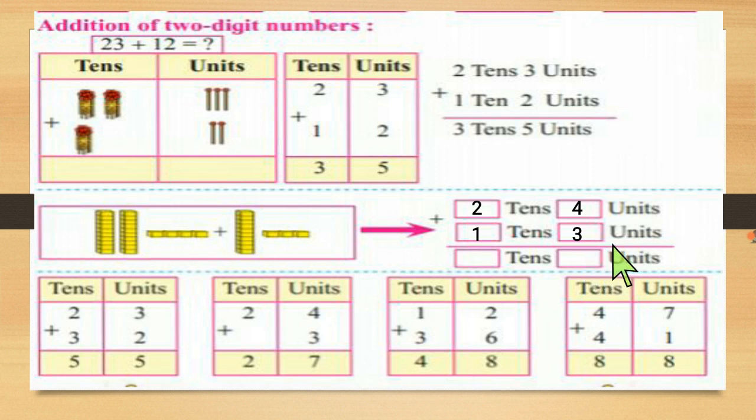Solve the sum from the right side to the left side. So 4 plus 3, we will get the answer 7. Then 2 plus 1, 3. So the answer will be 3 tens 7 units, which means 37. In this way you can solve all sums. First you solve the unit side, then you solve the tens side.